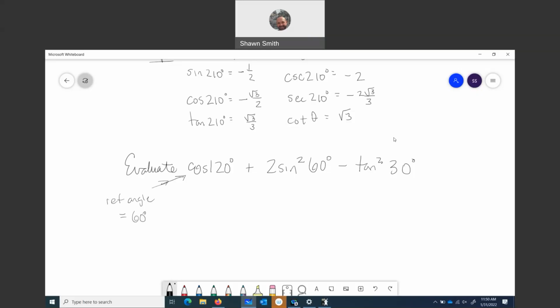All right, so if I look at cosine, is it positive or negative in quadrant 2? It's negative. All Students Take Calculus. The only thing positive there would be sine and cosecant, so everything else is negative. So I'm looking at really a cosine of 60 degrees. It's the same thing as a sine of 30 degrees. I'm looking at it that way too. That's 1/2, but negative 1/2 because it's in quadrant 2.